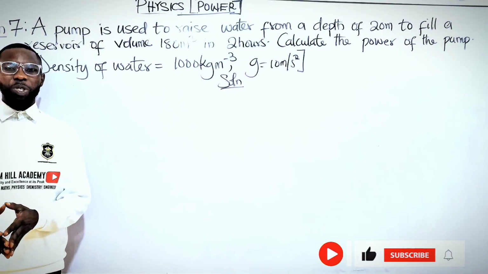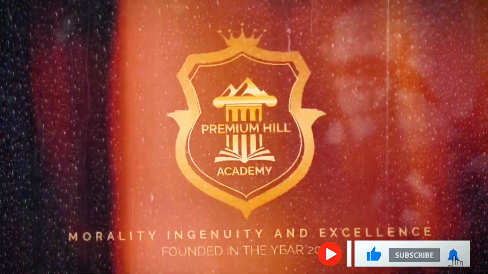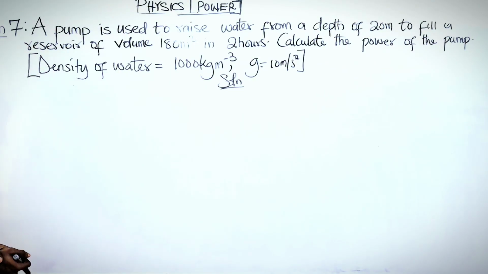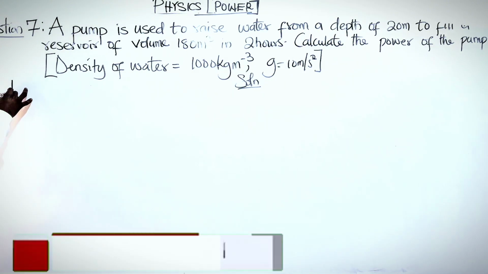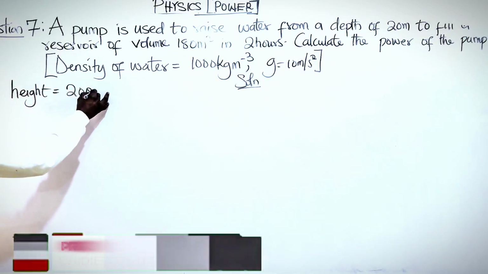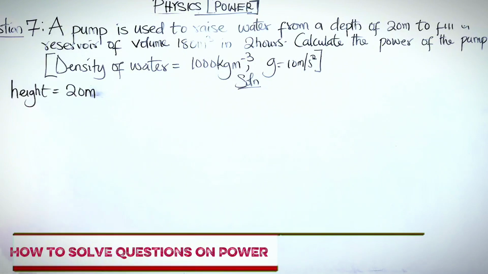Let's look at the final question as regards special questions on calculating power. The question says, a pump is used to raise water from a depth of 200 meters. So we're talking about height, right? We're given the height as 20 meters. Sorry, 20 meters, not 200.